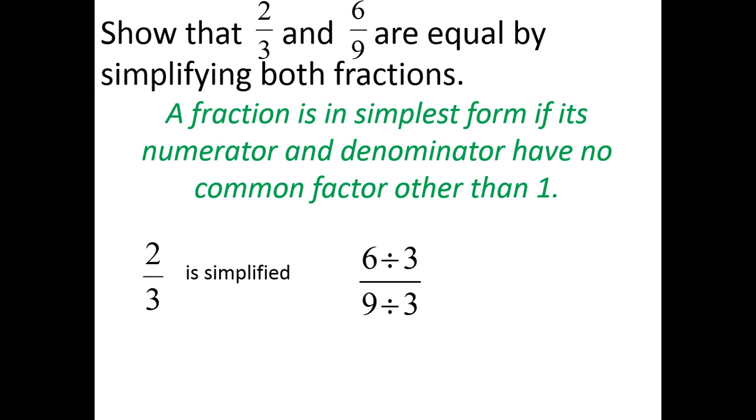If we divide the numerator and denominator by 3, we're in essence dividing the fraction by the number 1 because 3/3 is equal to 1, and that doesn't change the value of the fraction. It will, however, change the appearance of the numerator and the denominator so that we now have an equivalent fraction, 2/3. So we've shown that 6/9 is equivalent to the fraction 2/3.